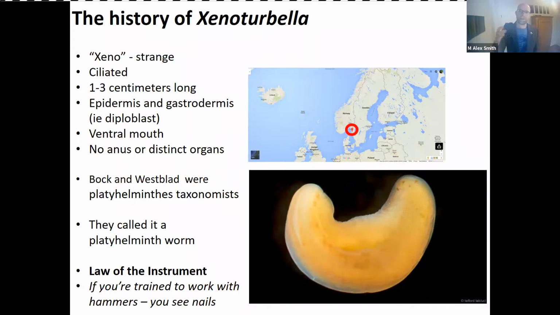And so they called it a platyhelminth worm. And I think this is a little bit of what's called colloquially the law of the instrument. If you're trained to work with hammers, you see nails. So in this case, now granted, this is very much looking like a platyhelminth worm, but they were trained as platyhelminth taxonomists, and that is what they saw. That's what they described.